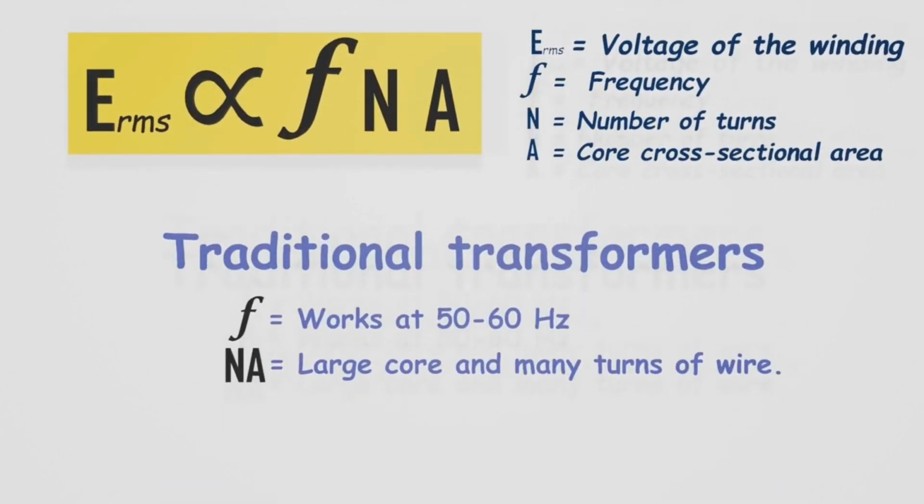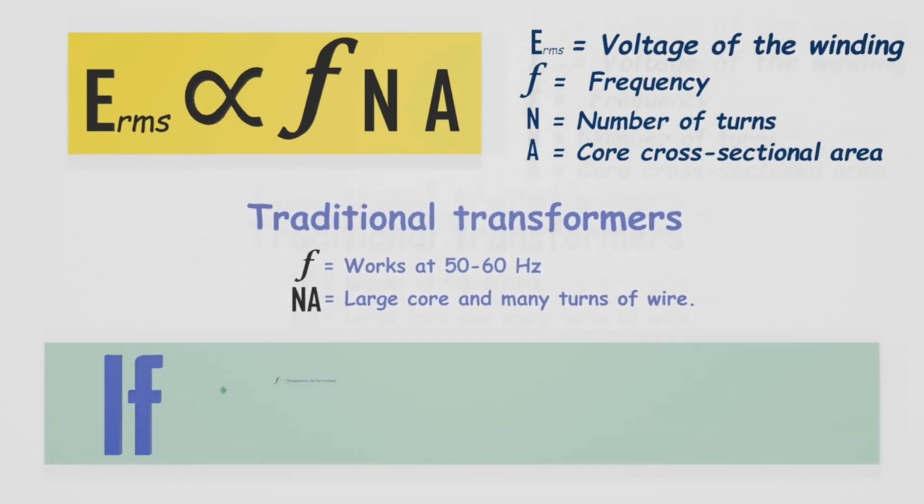Traditional linear transformers operate at the frequency of the mains AC, which is typically 50 to 60 Hz depending on the region. To achieve maximum power output and efficiency in these transformers, a larger core and a higher number of turns in the windings are required. However, this results in larger and heavier transformers.